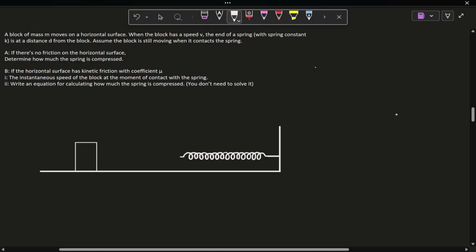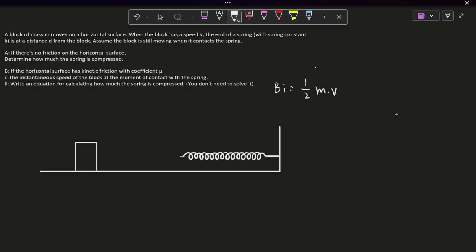Now for part B. If the horizontal surface now has a kinetic friction with a coefficient of mu, first, find the instantaneous speed of the block at the moment of contact with the spring. So now it's basically the same thing, but friction actually does some work to cancel out the initial kinetic energy that the object has. So initially, the block has a kinetic energy of one half m times v squared minus, when it's on the ground level, right?